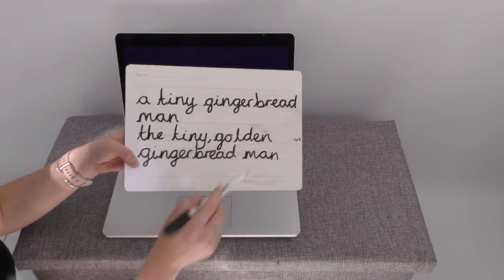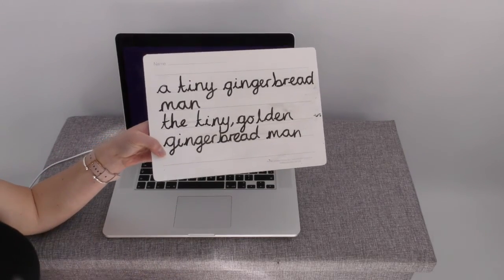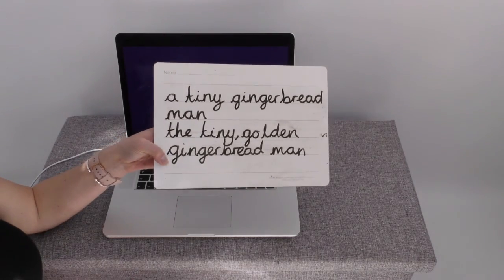If you have a go at writing some of your own noun phrases about the gingerbread man as well as the dragon.